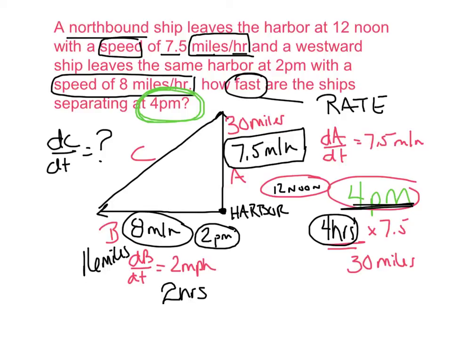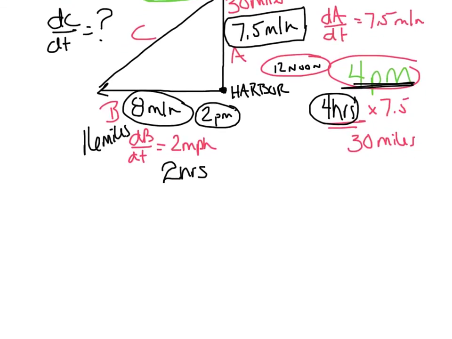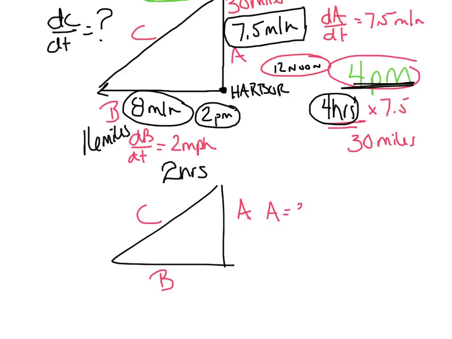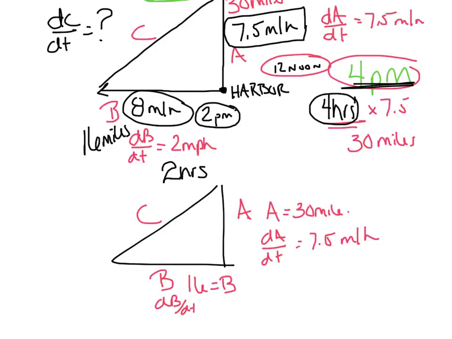Now, my picture feels a little sloppy for myself, so I'm going to slow down and re-sketch it out for myself. We called this A, B, and C. I said my side A is now 30 miles, and my dA/dt was 7.5 miles per hour. My B, we came up with 16 for B, and dB/dt was equal to 8 miles per hour.